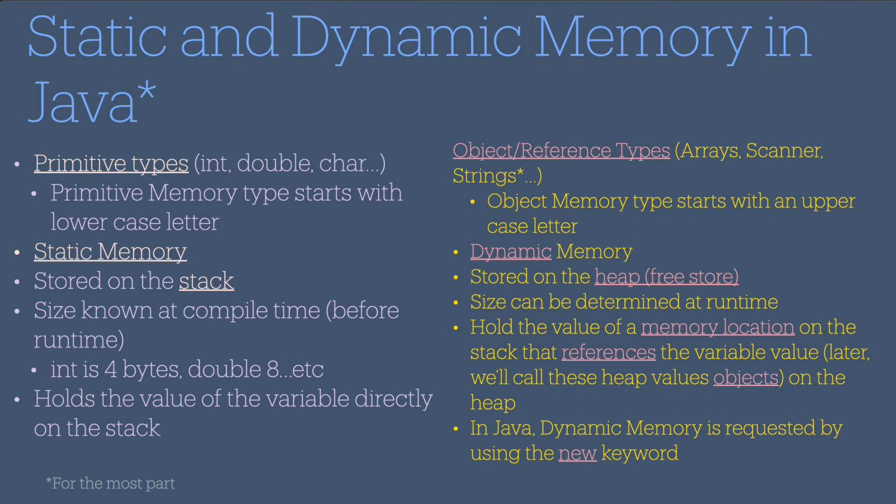Okay, and in Java, dynamic memory is requested by using the new keyword. Okay, so you've used dynamic memory before. You've used the new keyword, and when you use the new keyword, what you're saying is, I want memory on the heap. You're requesting memory on the heap. Okay, and then Java gives you that memory, and that memory has a memory location, and that's what's stored on the stack.